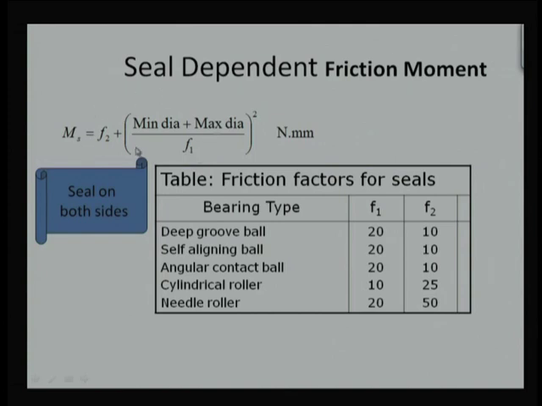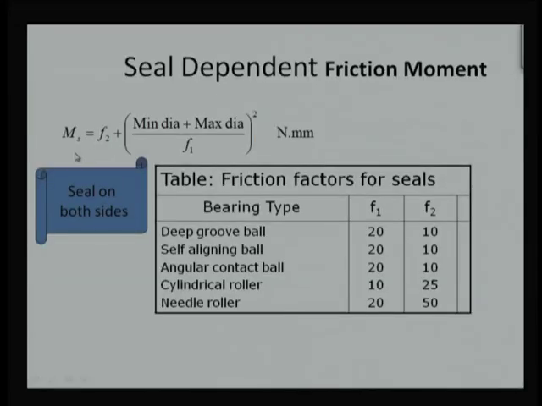That means it has 2 components. One depends exclusively on the kind of bearing which we are using. The other depends on the kind of bearing as well as dimensions. So based on this formula, we can find out the friction moment due to seals. Again, the basic assumption is that seals are provided at both sides. There is a possibility that the seal is provided only on one side. In that case, this moment will be reduced to 50%. If the seal is on only one side, the friction moment will be reduced to 50%.